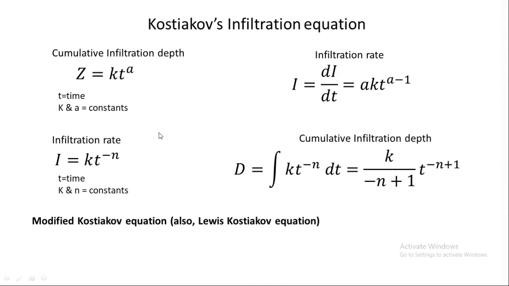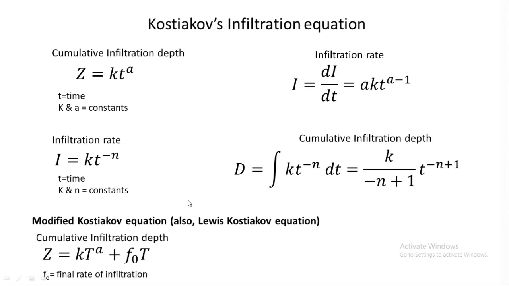Modified Kostiakov equation, also Lewis-Kostiakov equation, is expressed in this form: Z is equal to kT raised to A plus F0 T. F0 is the final rate of infiltration. Infiltration rate is I is equal to AKT raised to A minus 1 plus F0.